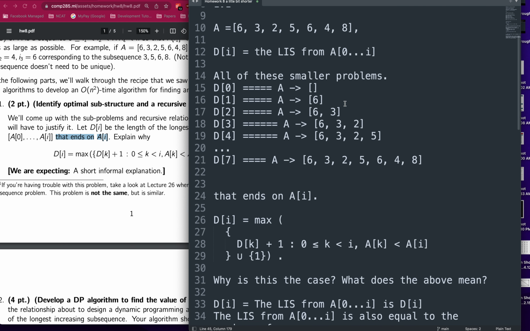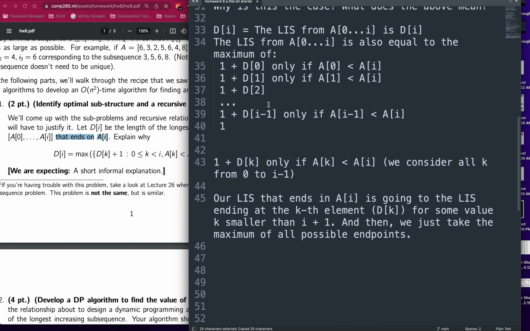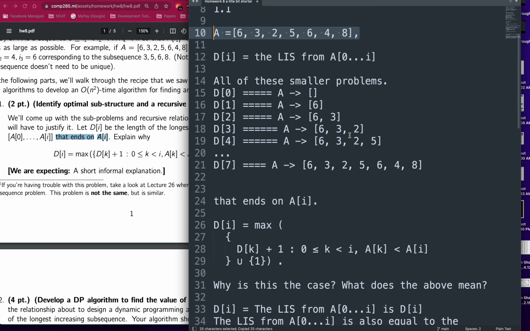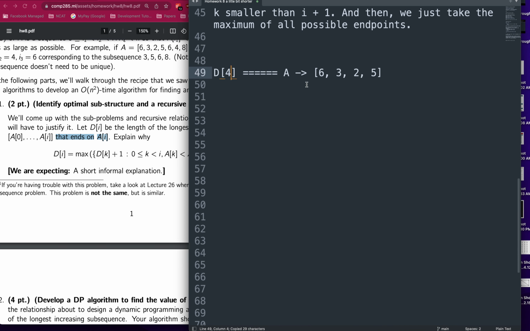Okay, so again, it always helps to have an example. We can consider this example again, or let's try a smaller one. Let's say this example, D4. We're trying to solve for D4, and we're asking what is the longest increasing subsequence here that ends with 5? It has to end with 5, so it has to have 5 in it, so it's at least 1. That's where we get the 1 plus.